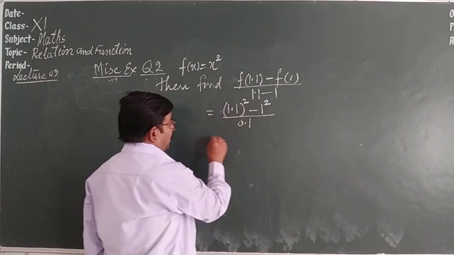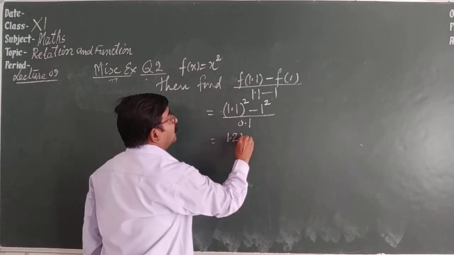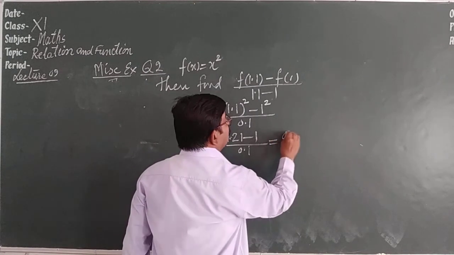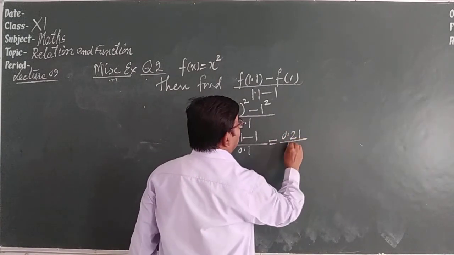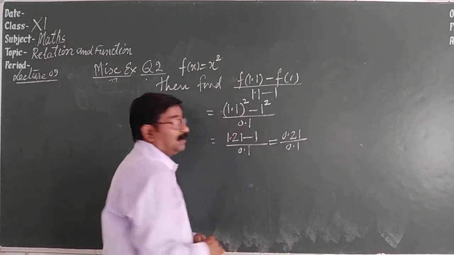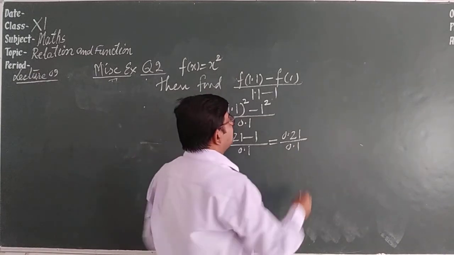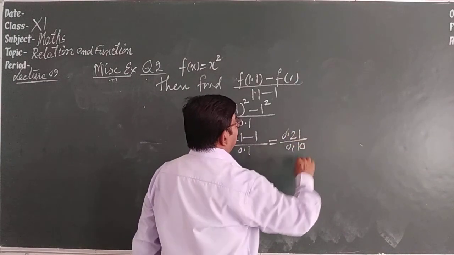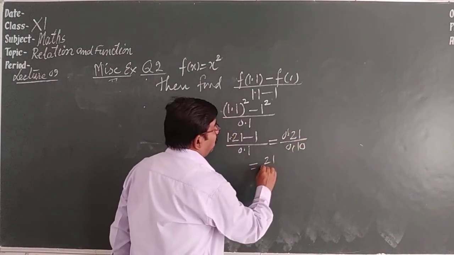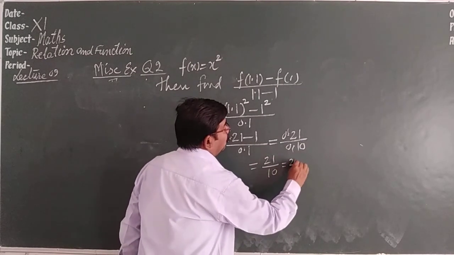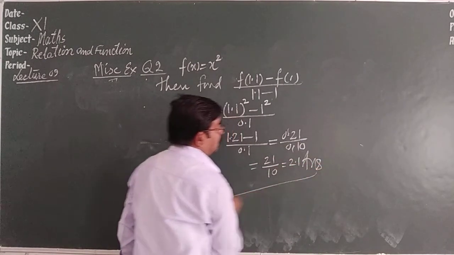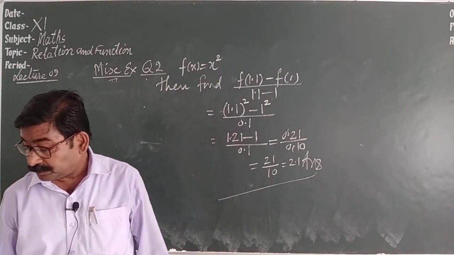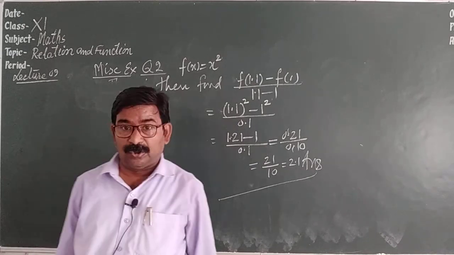This is 0.1. This is 1.21 minus 1 upon 0.1. So what we have? 0.21 upon 0.1. Or removing the decimal, what we have? 21 upon 10, which is equal to 2.1, is the answer. So a very simple question it is. Now question number 3 is for you.